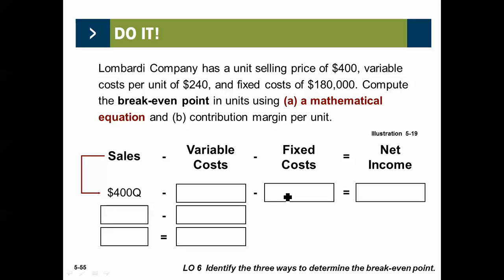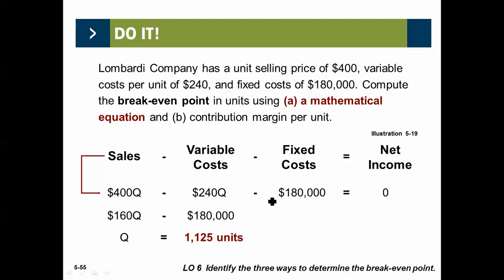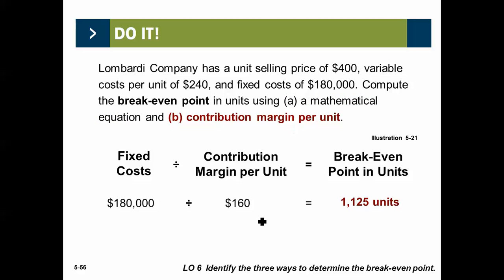All right, sales, 400Q, variable cost, 240Q, fixed costs 180, net income 0, and therefore I get Q equals 1,125 units. That's mathematical. For contribution, I say, look, the selling price is 400, the variable cost is 240, so the contribution margin is the difference between that, which is 160. And all I do is divide 160 into the fixed costs, and I get 1,125 units. So you see how valuable this idea of contribution margin is. It's just the difference between the selling price and the variable cost per unit.